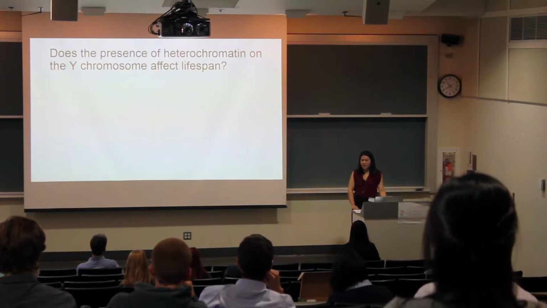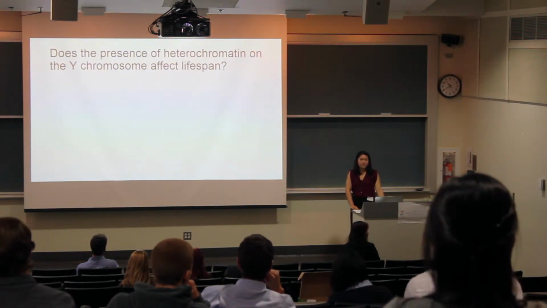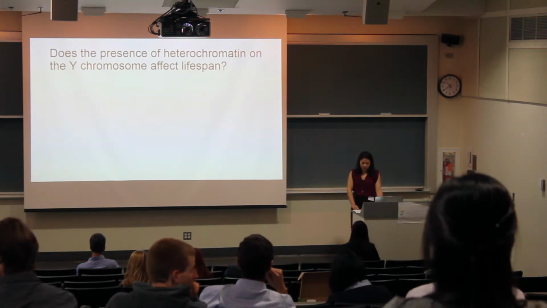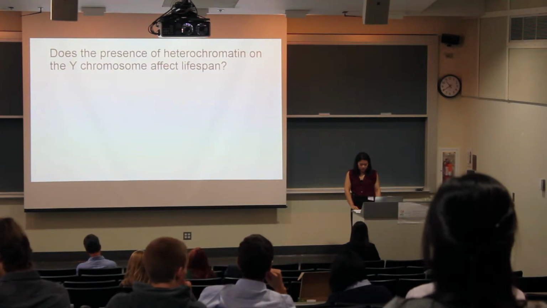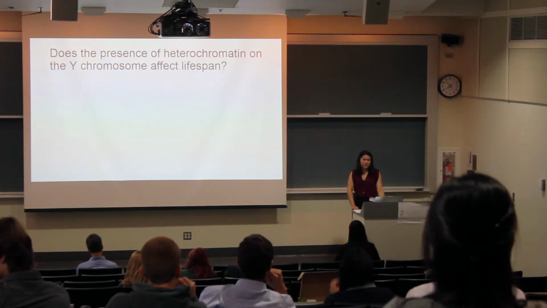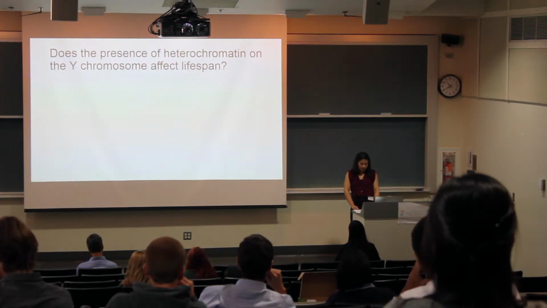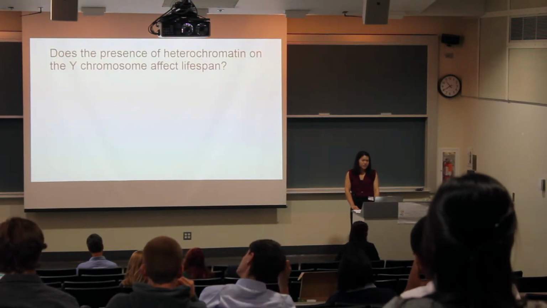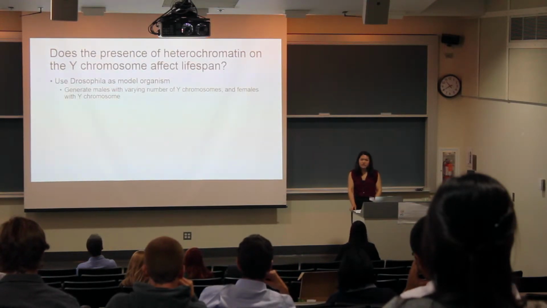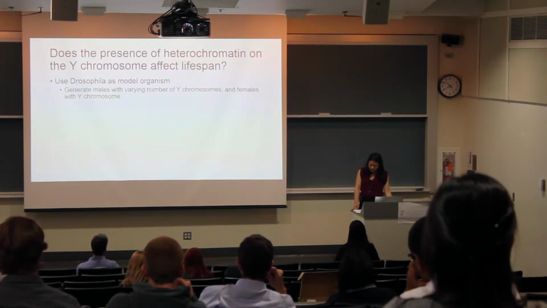And this link between aging and heterochromatin raises the question of whether sex-specific chromatin content causes differences in male and female aging. To test the effect of heterochromatin on the Y on longevity, I generated organisms with 0, 1, and 2 Y chromosomes. Drosophila is a powerful system because we can easily genetically manipulate them, unlike humans.